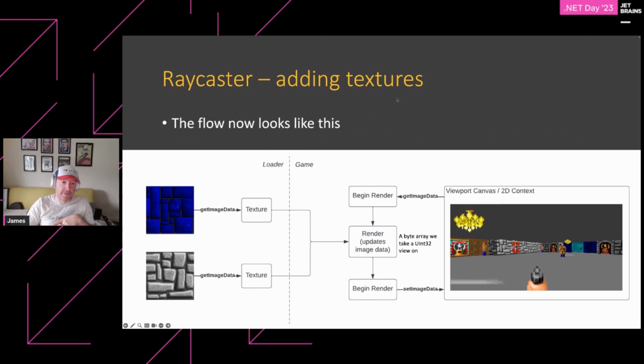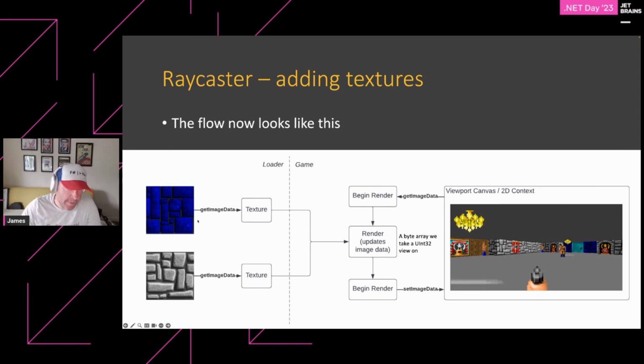My next step was essentially doing these textures. The flow got a bit more complicated here. Previously, I just had a canvas and I was sort of blatting stuff to it, but now I've got various images in play, and I'm doing more complicated things with the canvas. So the flow became a bit like this.